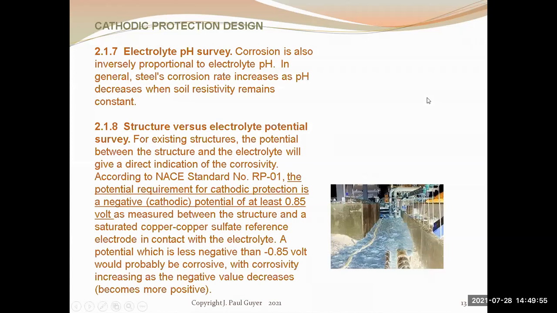Another piece of field work that you undertake when you're doing the soil resistivity tests is an electrolyte pH survey. How acidic or alkaline is the soil? The reason is that, for somewhat mysterious reasons, the more acidic the soil is, the more prone the soil is to be corrosive. And so the electrolyte pH data that you acquire is kind of a supplementary piece of information. I'll talk more about this a little further on.